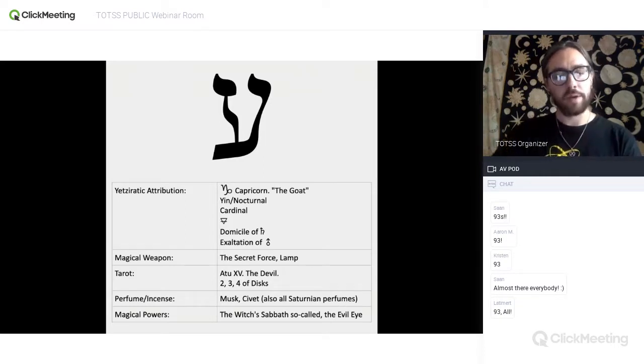So for tarot, we've got the 15th Atu, which is the Devil. And then also the 2, 3, and 4 of Discs can be attributed to the three decans of Capricorn. All right, and then for perfume or incense, we have musk or civet, which are both animal-related perfumes. And so again, it's this quality of animality and animal virility that we'll see being brought up here. And then also just any Saturnian perfume could also work for Capricorn.